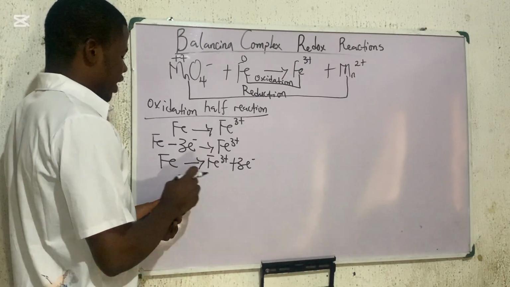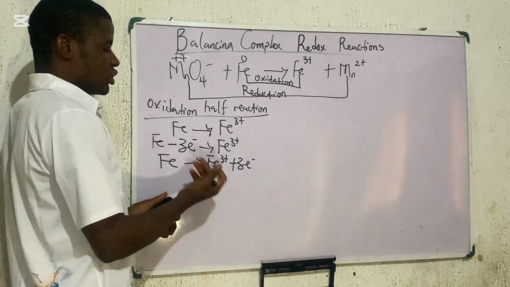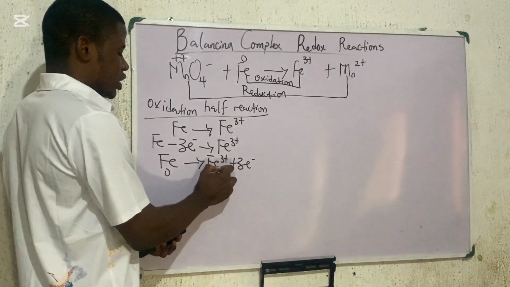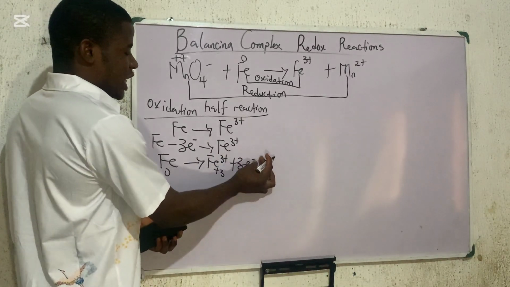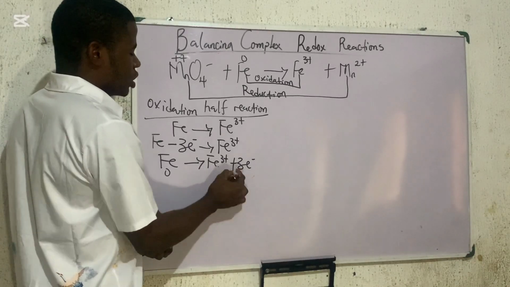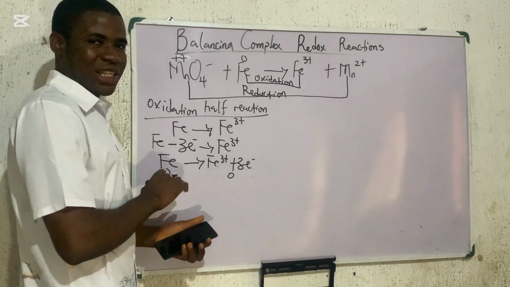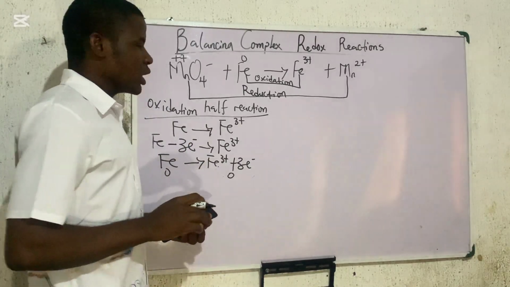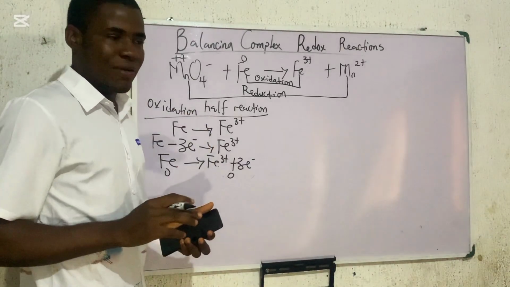In terms of atoms, in terms of moles, iron is balanced. Now in terms of charge, I have 0 charge here. Here I have +3 charge. Here I have +3 times -1, that's -3 charge. +3 minus 3 is 0. So you can see that they are balanced in terms of charges. Very simple. I hope you understand. Now we've balanced the oxidation half reaction.